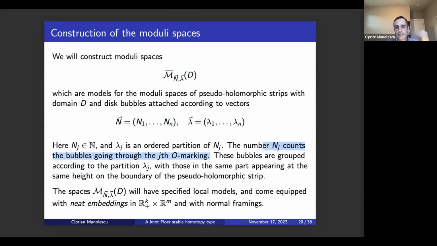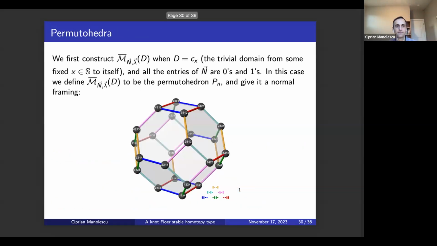And you have a partition. Each lambda j is a partition of Nj. It's an ordered partition. If the partition is 2 plus 1 plus 5, it means that you have 2 disk bubbles at one height, then 1 bubble at another height, and 5 bubbles at the next height. So for each n lambda d, I'm going to construct a space together with a neat embedding and with normal framings. And I have some specified local models given by these generalizations of the Whitney umbrellas.